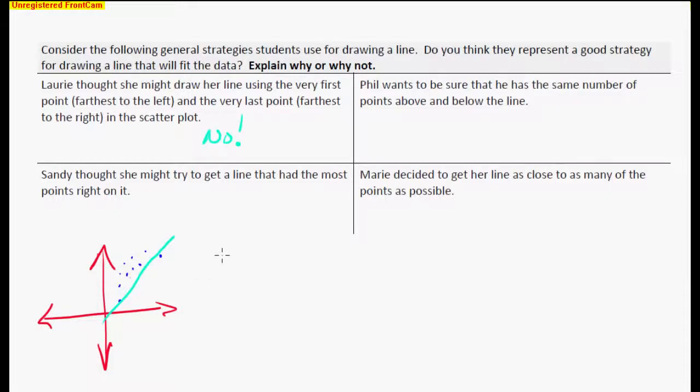All right, and an explanation would be, well, we did it through example here. You could draw that line so that you wouldn't have an equal number of points on both sides. All right. Okay, how about this one over here?